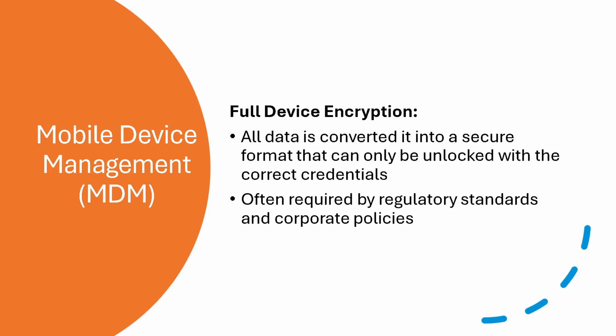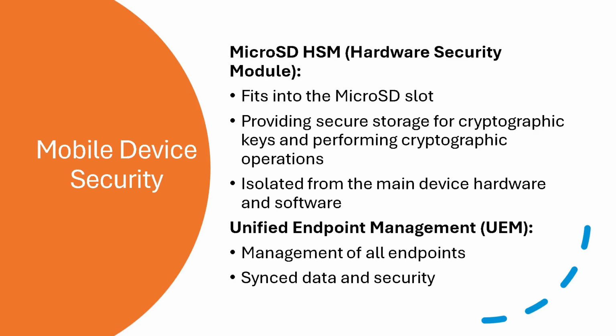Full device encryption. All the data is converted into a secure format that can only be unlocked with the correct credentials. It is often required by regulatory standards and corporate policies. Mobile device security. Micro SD HSM or Micro SD hardware security module. It is a small module that fits into the micro SD slot and provides secure storage for cryptographic keys and also performs cryptographic operations. It is isolated from the main device hardware and software, so any attacks to the device do not affect the module.